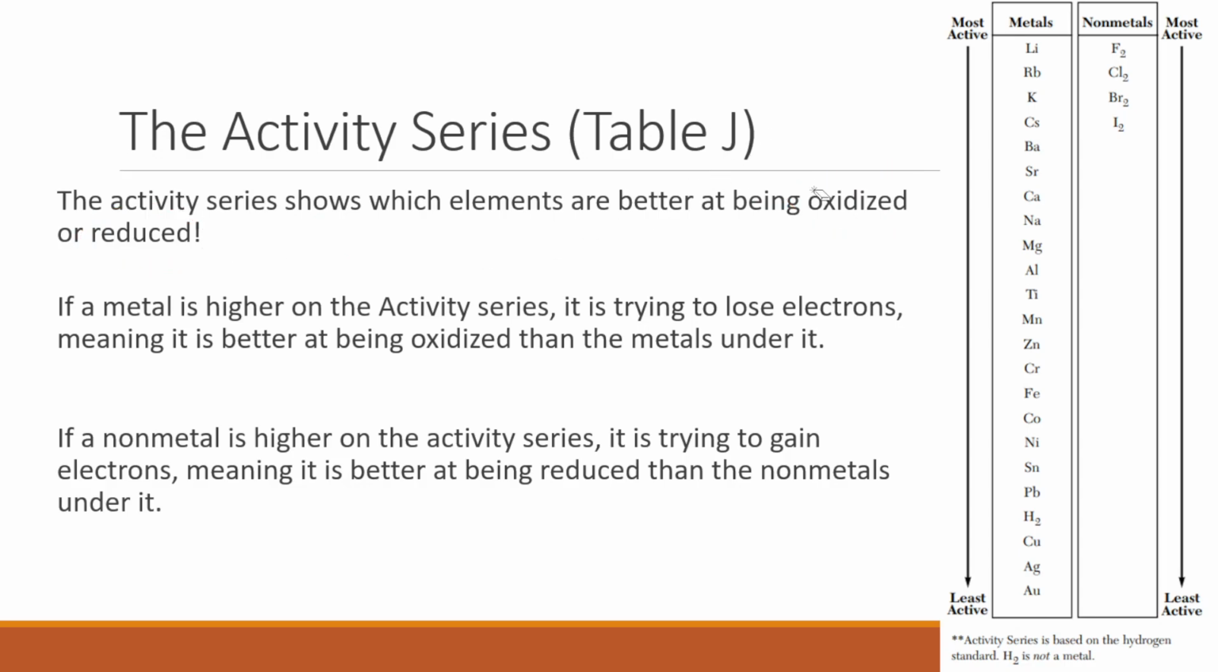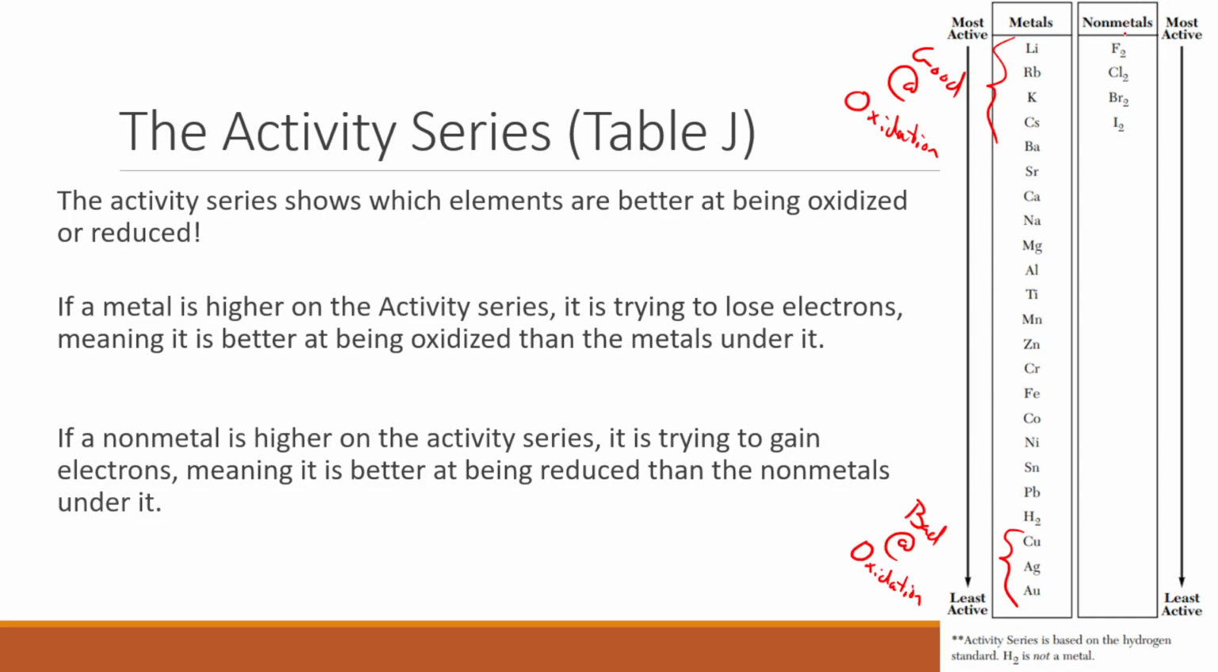But now we know what it means to be oxidized, and we know what it means to be reduced. And so we can say that metals in the metal column that are high up on the table are good at being oxidized. Good at oxidation. Metals that are low on the table are bad at oxidation. These metals at the top are really good at losing electrons. These metals at the bottom are bad at losing electrons.